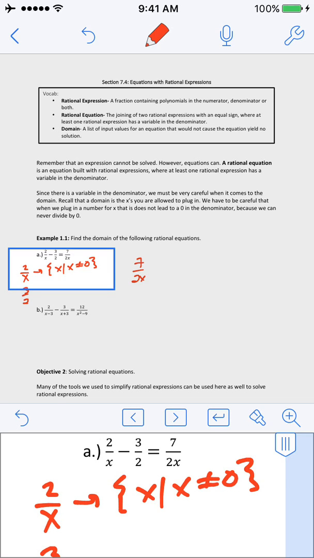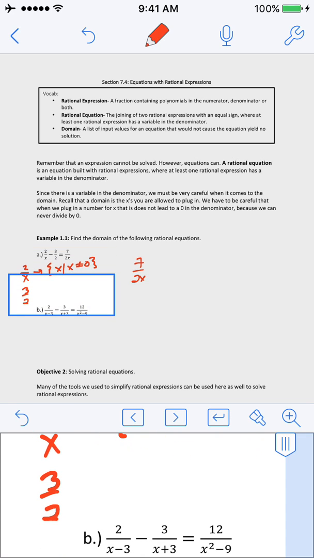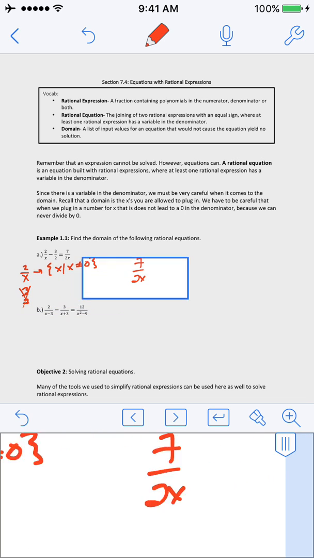I didn't have to worry about it being some other value that would end up equaling 0. The second one is just a number, therefore it has no domain restriction. There is no x to worry about, so we don't need to worry about that one.